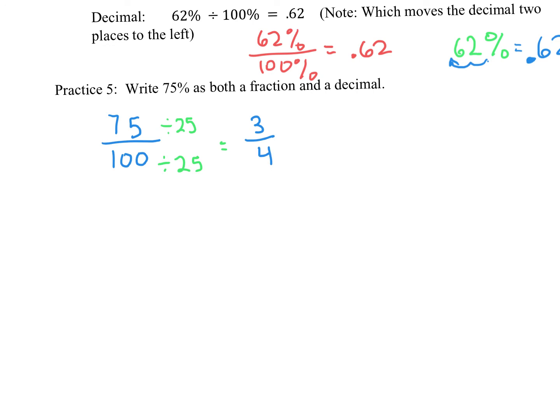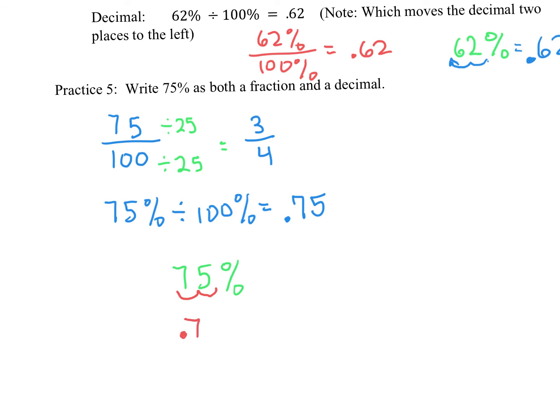And if we want to convert 75% to a decimal, we can divide 75% by 100, and we'll end up with 0.75. Or, if you recall in the last example, if you have 75% and you need to convert that to a decimal, you can also move your decimal over 2 places to the left.